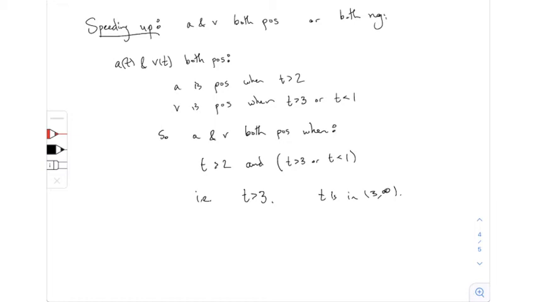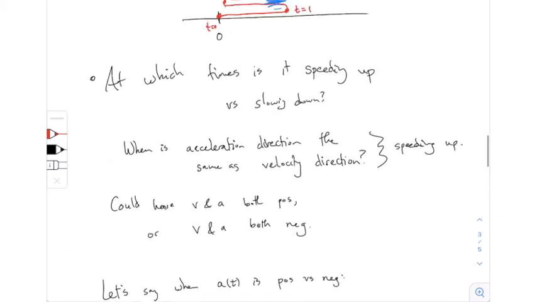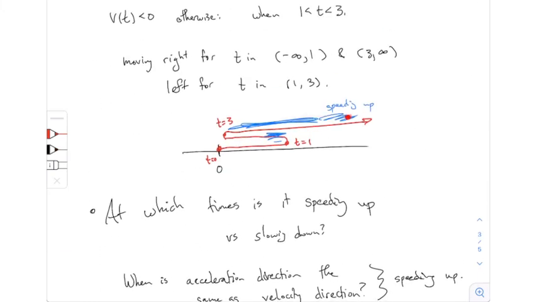This is actually on our picture, if you don't mind me scrolling for a moment. That's what I said before. This business, right? All the times after 3, it's speeding up, going to the right. That's all those times.